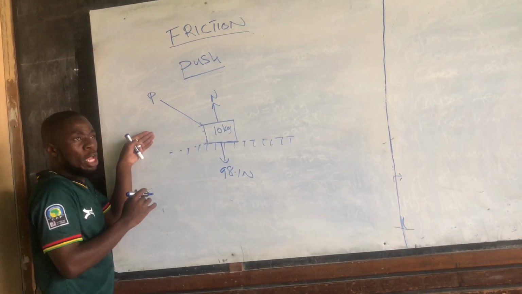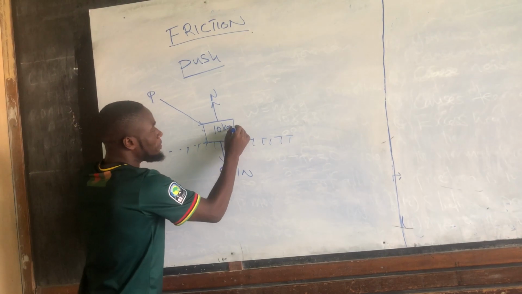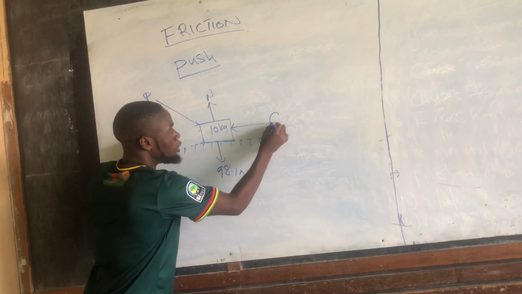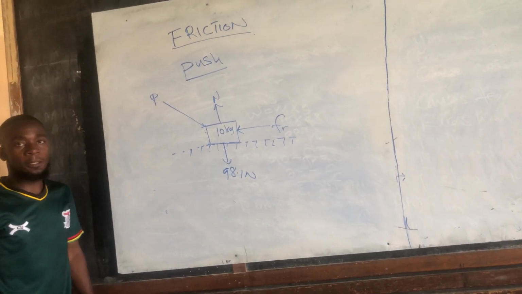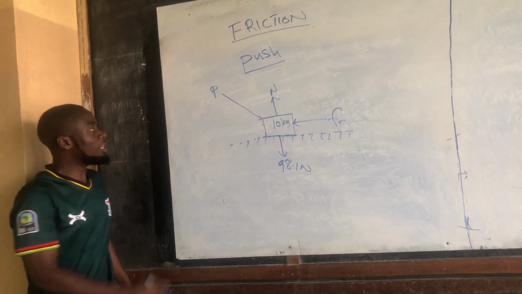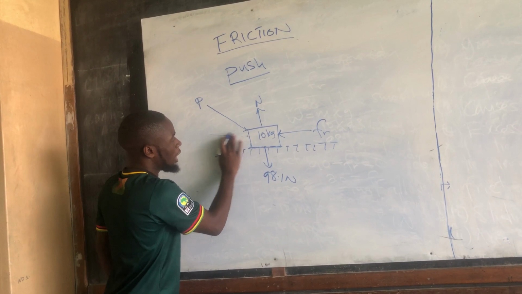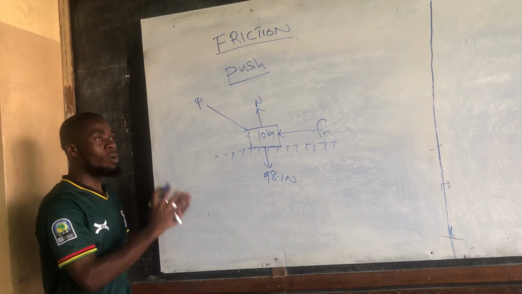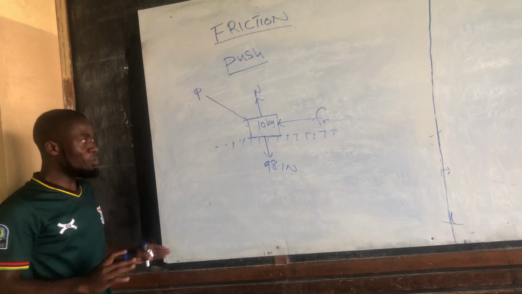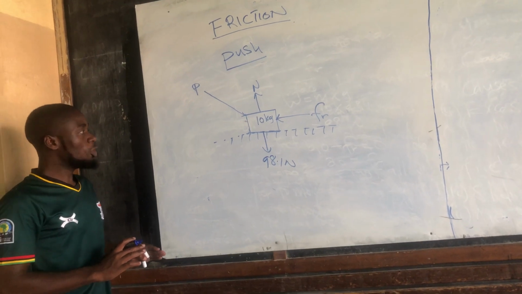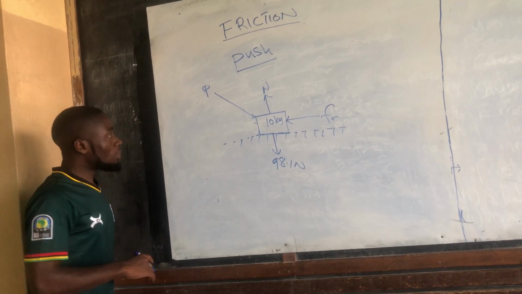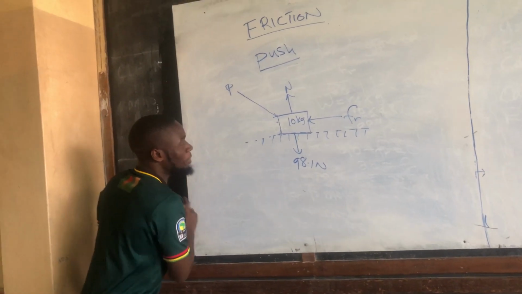Okay. So if you want to push this box in this direction, you want to move it in this direction, the frictional force will oppose you. It will face this other direction here. And this push here can be anywhere, even here, as long as it's making an angle with the horizontal. It can be anywhere. Okay? So let's make a question out of this set.